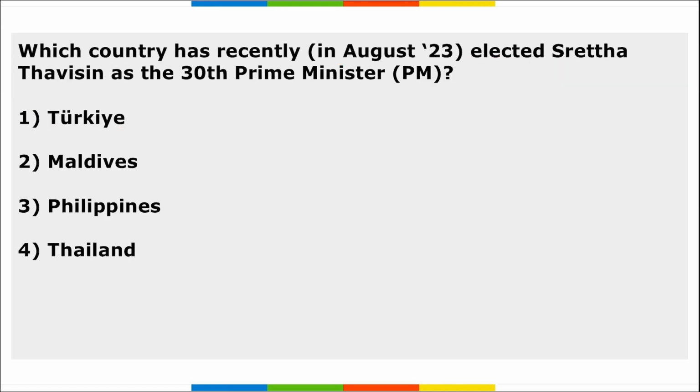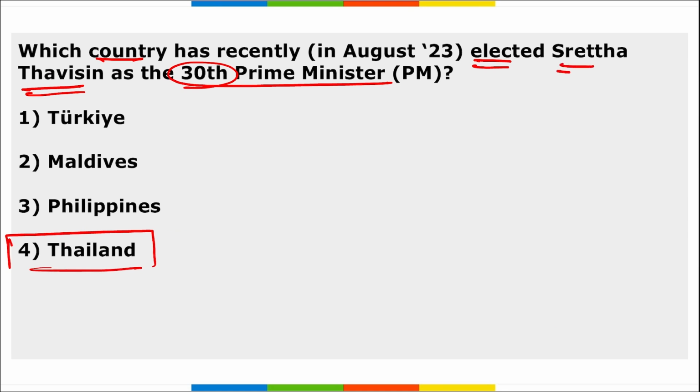Correct? Next, which country has recently elected Srettha Thavisin as the 30th Prime Minister? So it is Thailand that has elected Srettha Thavisin as the 30th Prime Minister.